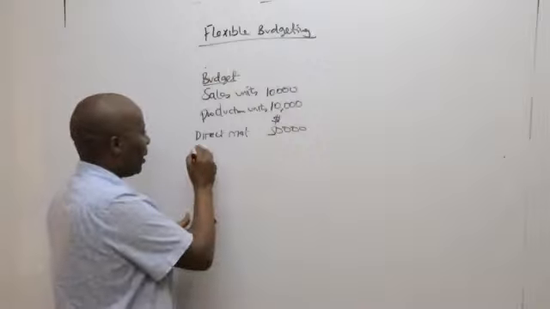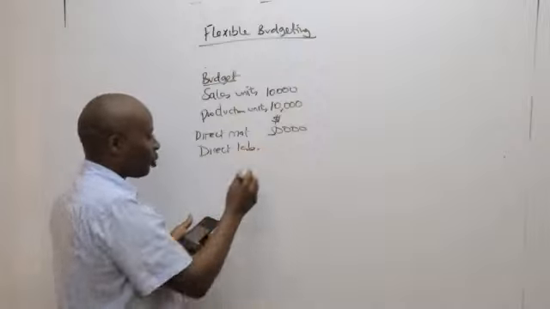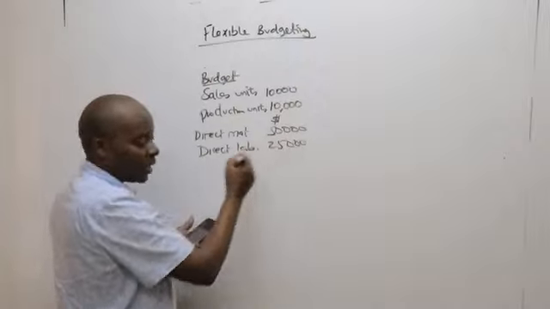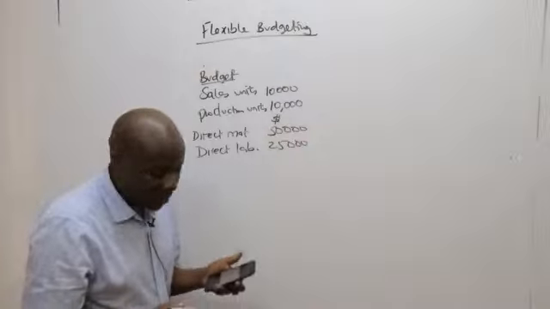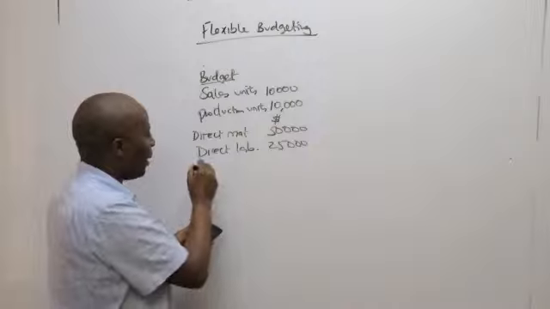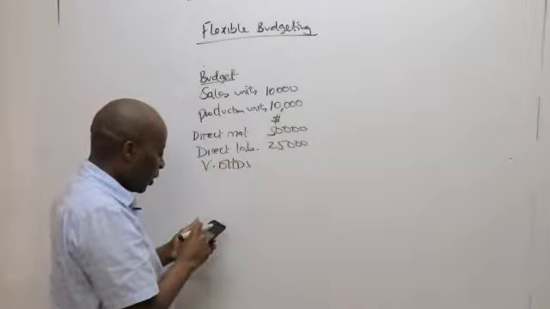Direct labor, how much? 25,000. Direct labor, 25,000. Ladies and gentlemen, the next one is variable overheads. Variable overheads, we have 25,000.